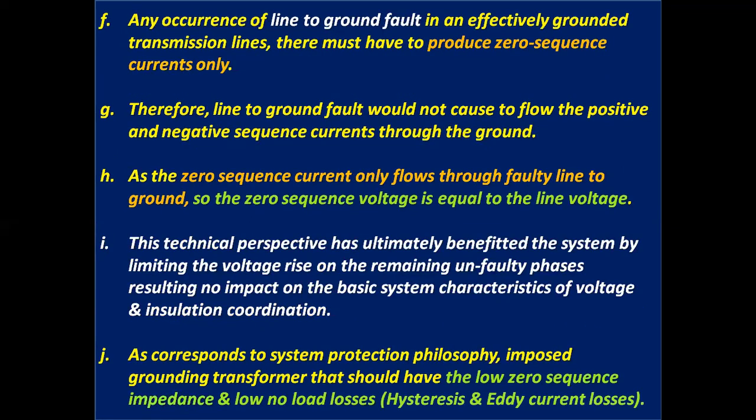If any occurrence of line to ground fault in an effectively grounded transmission line, it must produce zero sequence currents only. Therefore, line to ground fault would not cause the positive and negative sequence currents to flow through the ground. As the zero sequence current only flows through the faulty line to ground, so the zero sequence voltage is equal to the line voltage. Most important.